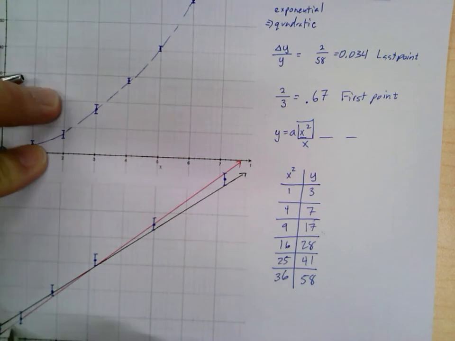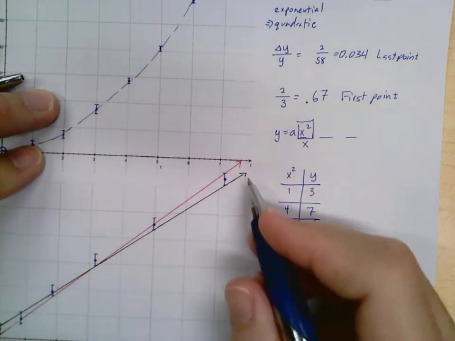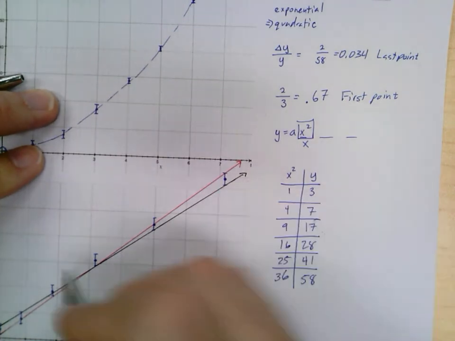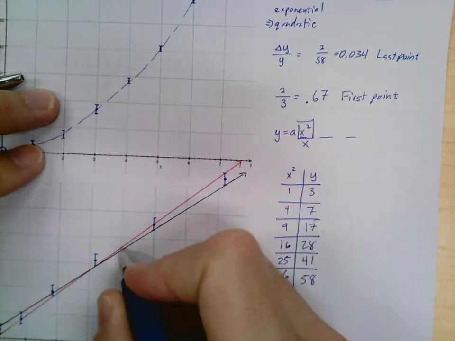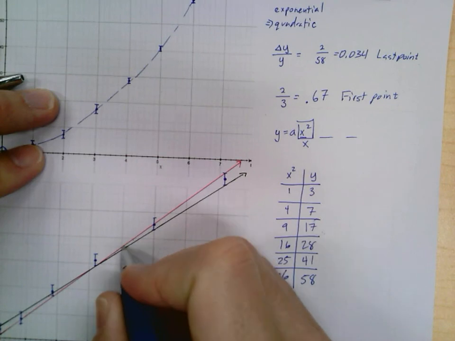We're going to first find the slope of the red line. So you want to try to pick points that are far apart. Don't pick points that are close, because the closer points are, the more inaccuracy there is in your readings.